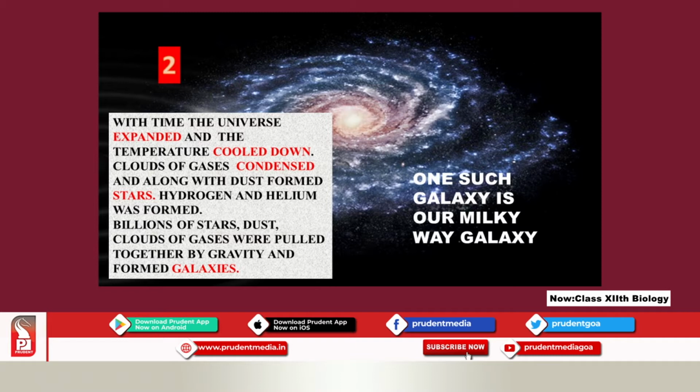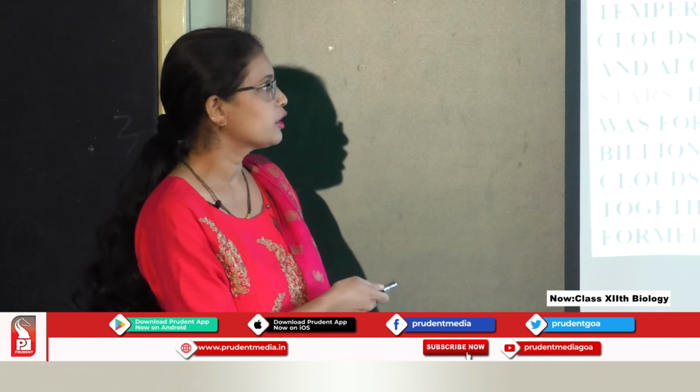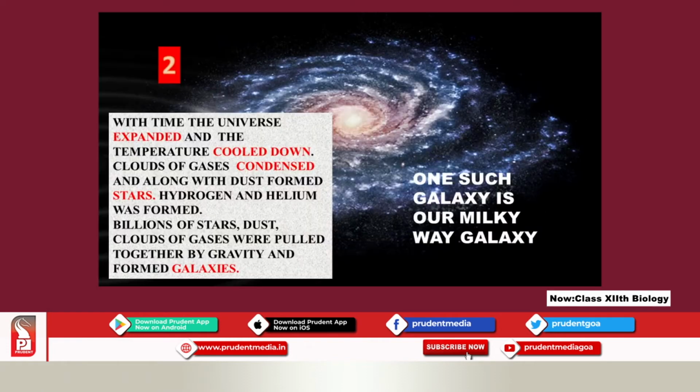And what happens when the temperature cools down? All the clouds of gases which were created through the explosion, all of them started condensing. And you know what happens when condensation occurs? Along with the scattered dust and these gases which were condensing, they gave rise to the stars. Because of the gravitational pull, everything came together, and this is how the birth of the stars took place. How many stars? Billions of them.